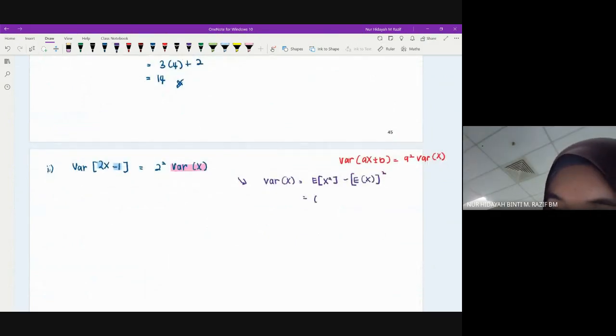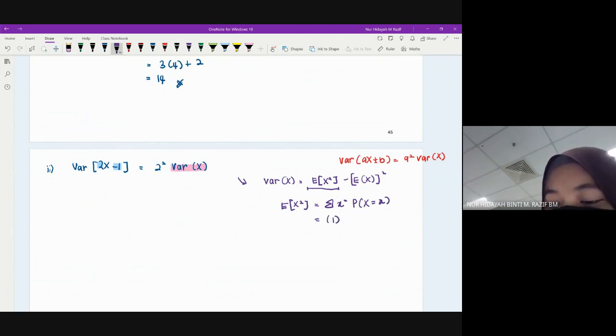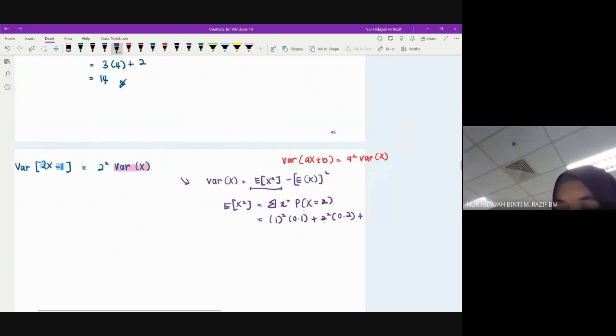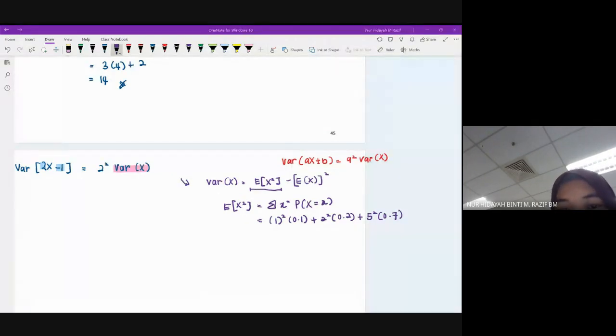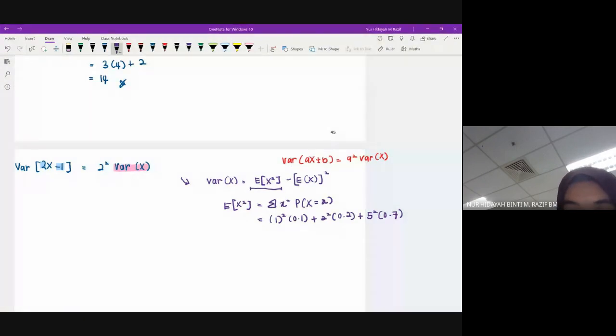Okay, so macam kita nak cari expected value of X kuasa 2. Dia akan jadi bersamaan dengan the summation of X square darab dengan probability X is equal to X. So I have 1 square darab dengan 0.1 plus 2 square darab dengan 0.2 plus yang terakhir ingat tadi T kita 5. So 5 square darab dengan 0.7. So dari sini I can get my expected value of X kuasa 2 adalah 18.4.